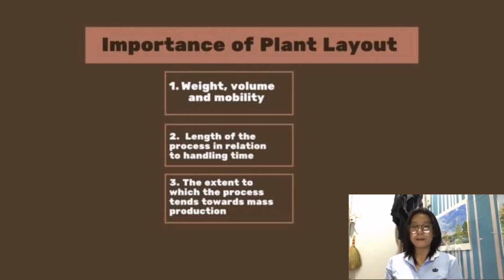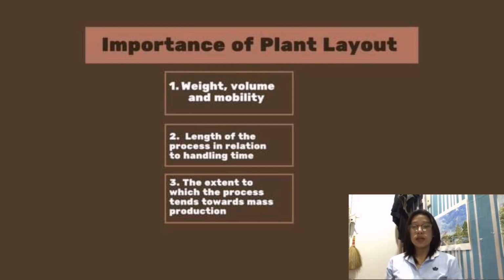The following three factors are the importance of plant layout because it greatly varies from industry to industry. The first factor is weight, volume, and mobility. It requires industrial machines and equipment to handle and move heavy and large amounts of goods. It may also require a large number of laborers to ensure productivity.